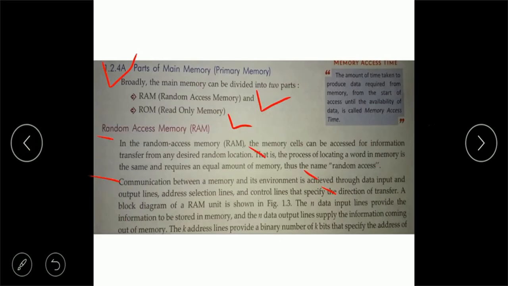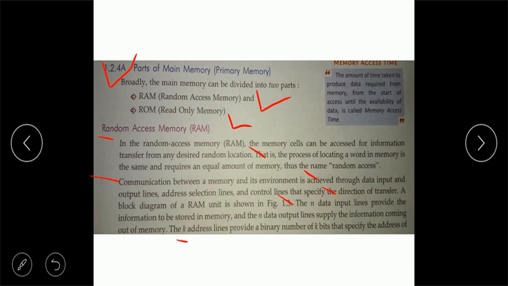What is given there? The n data input lines provide the information to be stored in memory. Means the information goes into the memory with the n data input lines, and the n data output lines supply the information coming out of memory. And what is the k address?